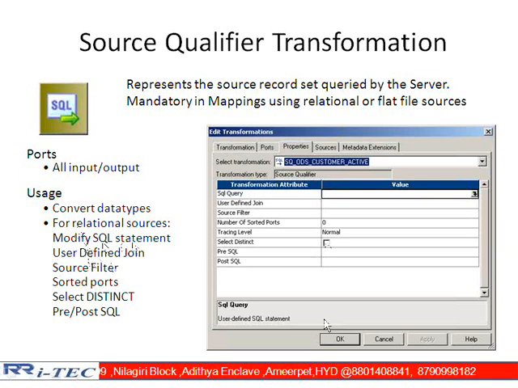Now the next property available is called user defined join. If you are taking two tables and want to provide one join, you can provide the user defined join. If I want to create one filter, let us say a source filter, by saying employee number is equal to 101, you can create the source filter also. Sorted ports: if you want to send sorted port input, you can go for sorted ports. Next, select distinct: if you want only distinct records, you can select distinct. Free SQL and PostgreSQL, I'll talk about these later. As of now, leave it. These are the different properties available in the source qualifier transformation.